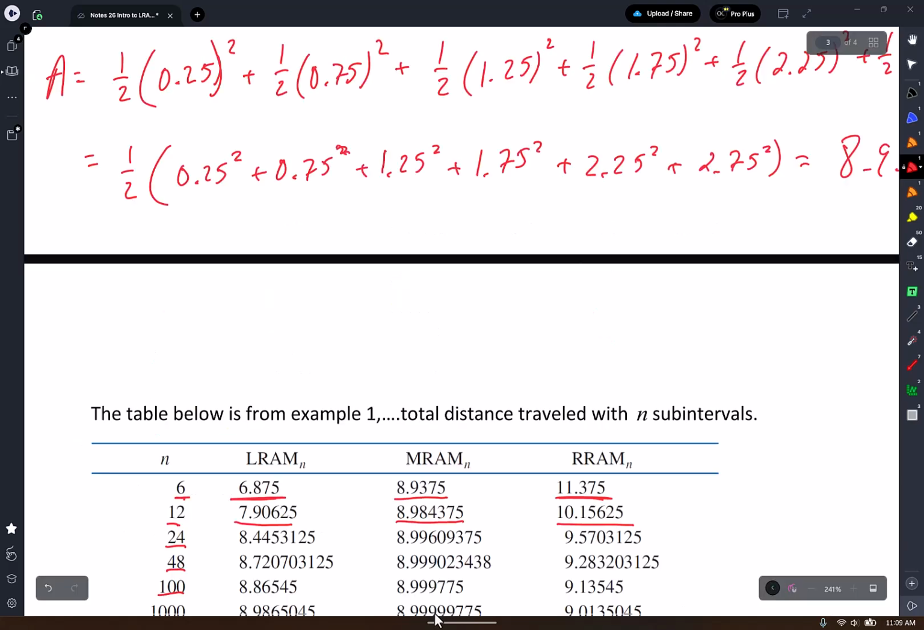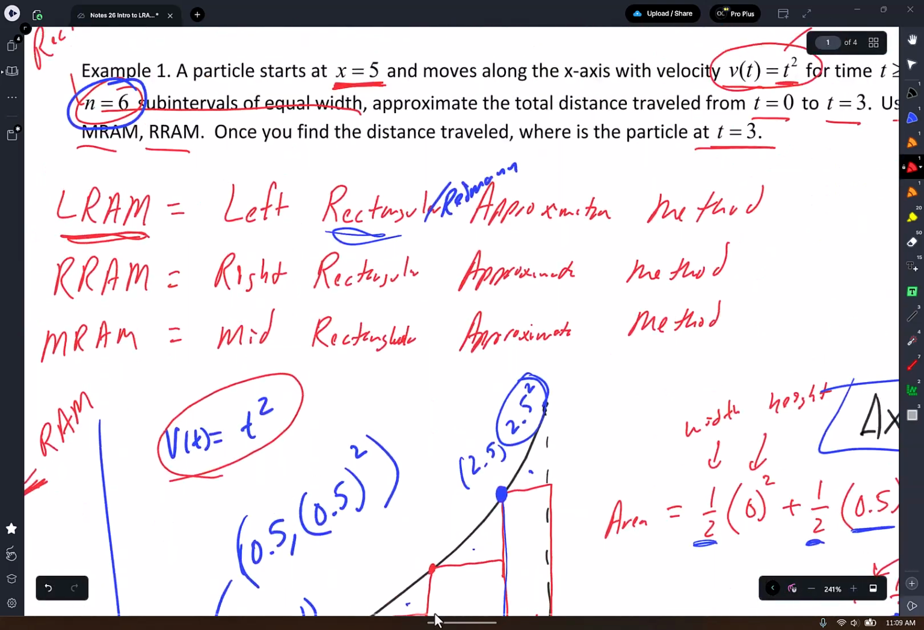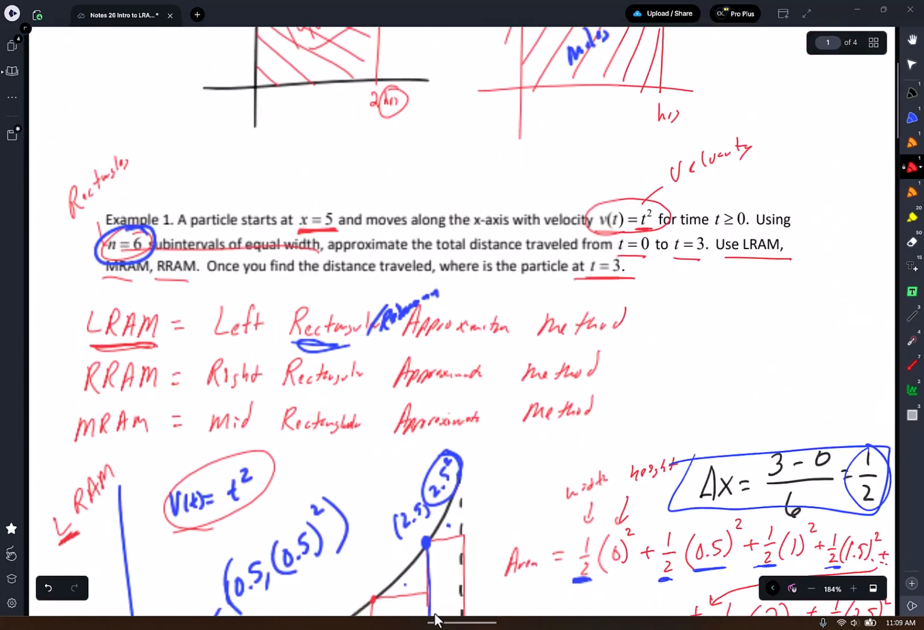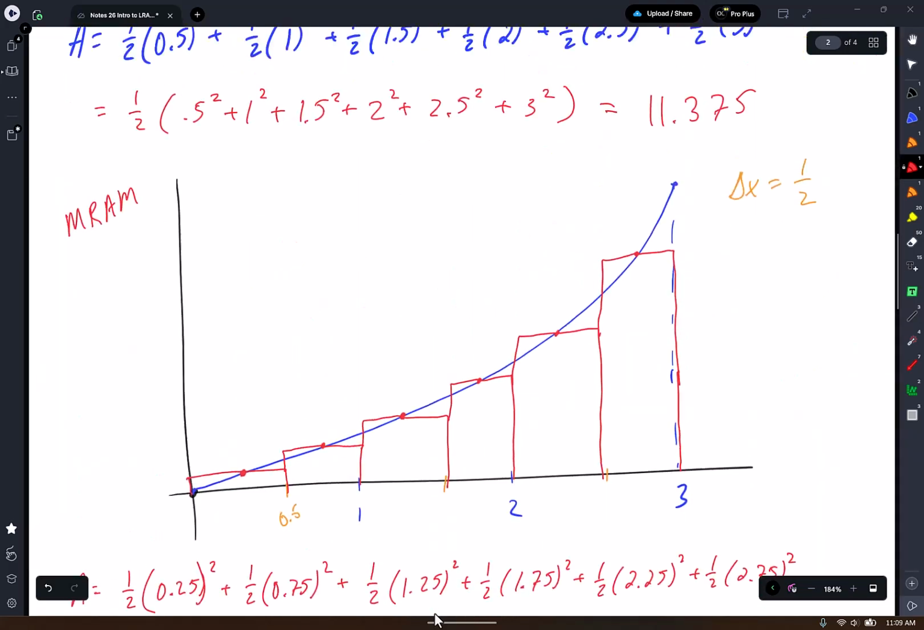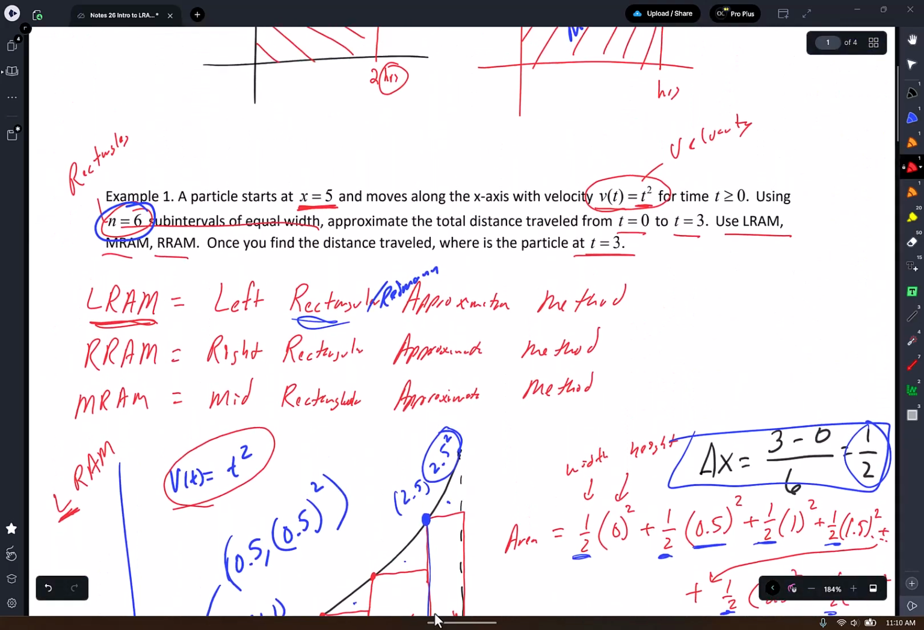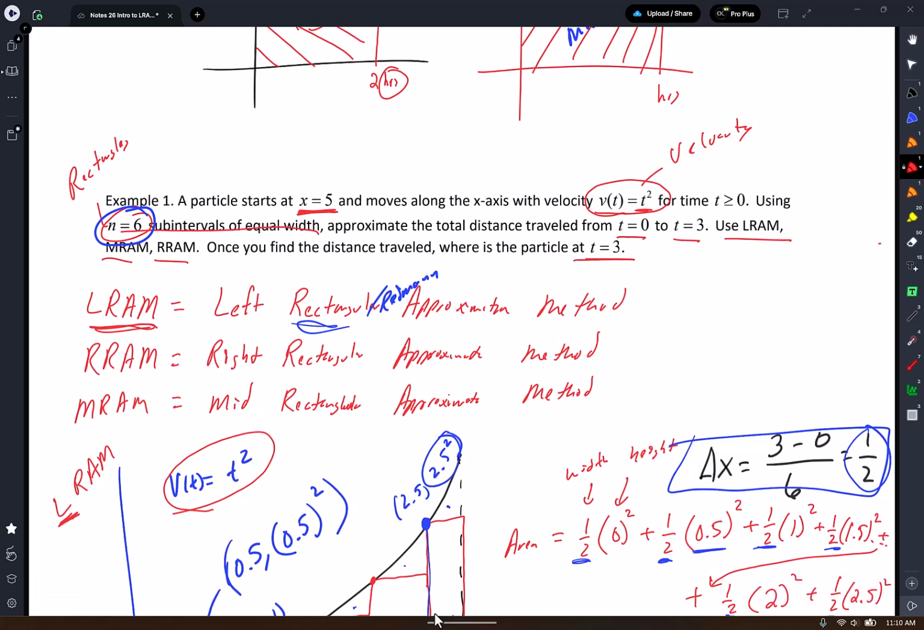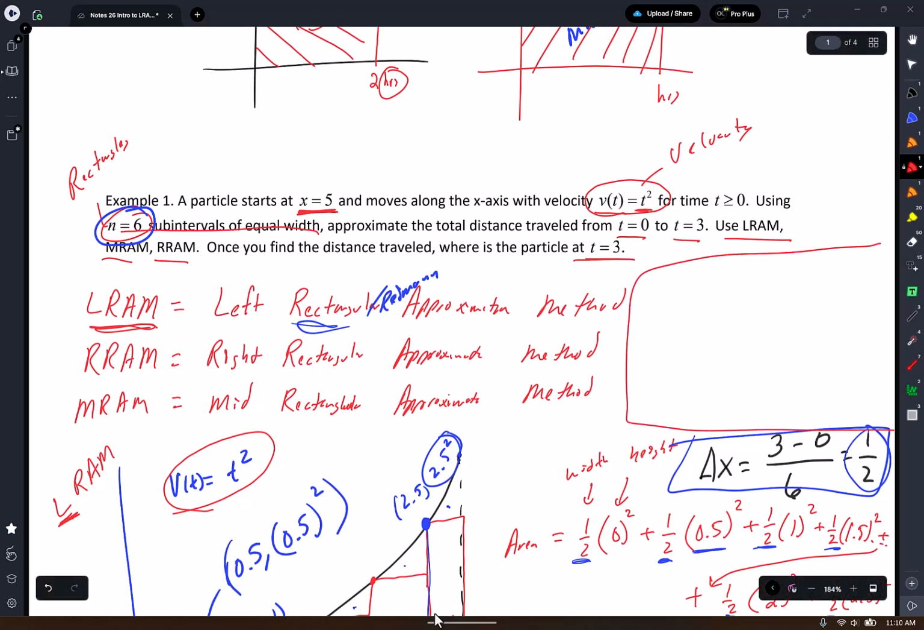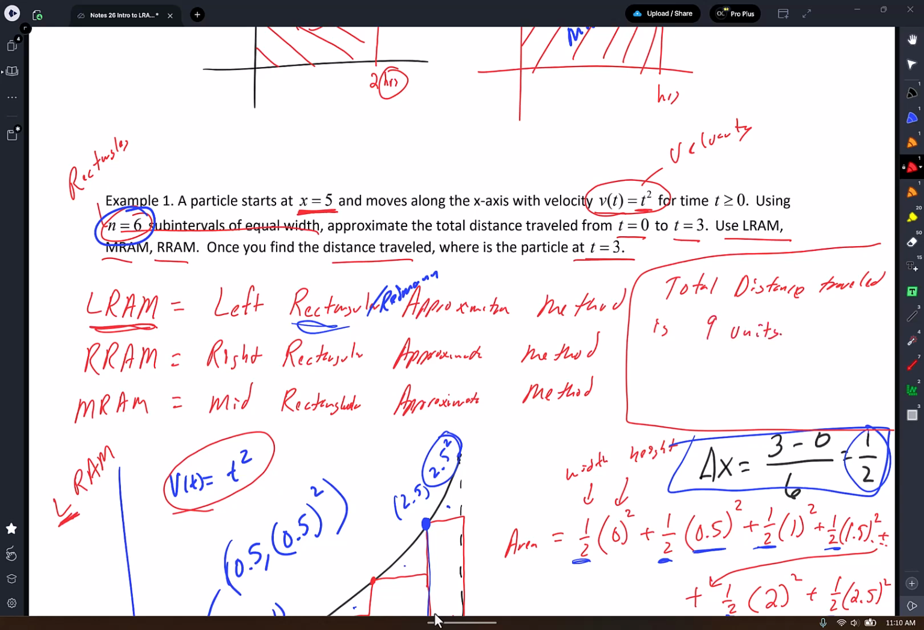So now we know. So let's go back and answer the question. So how do we answer it? Do I have any room anywhere? Okay, I have room right here in this little corner. It says to find the total distance traveled. Total distance traveled is 9 units. I don't know what the units are. Okay, that's the first question.